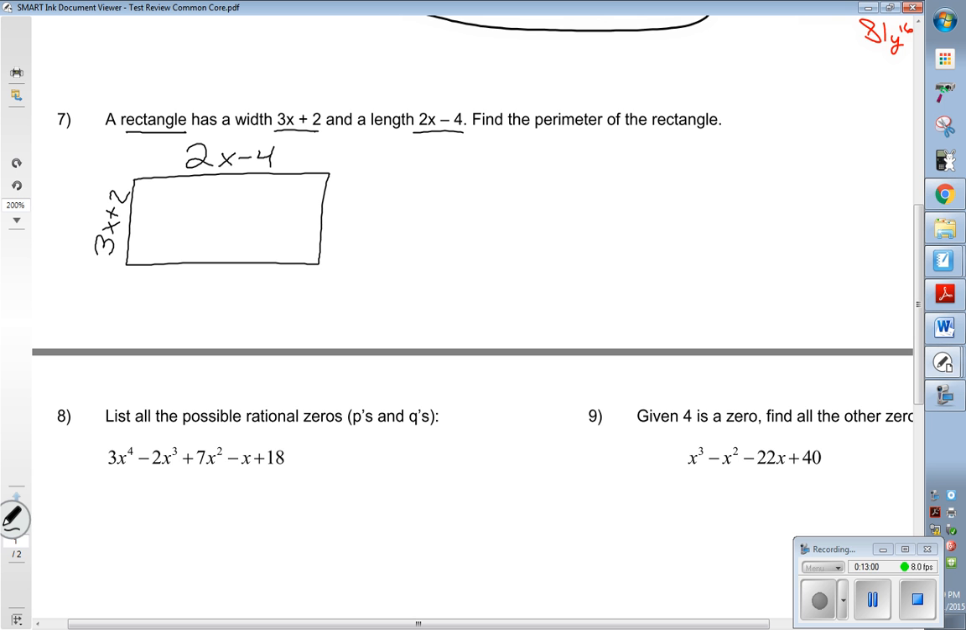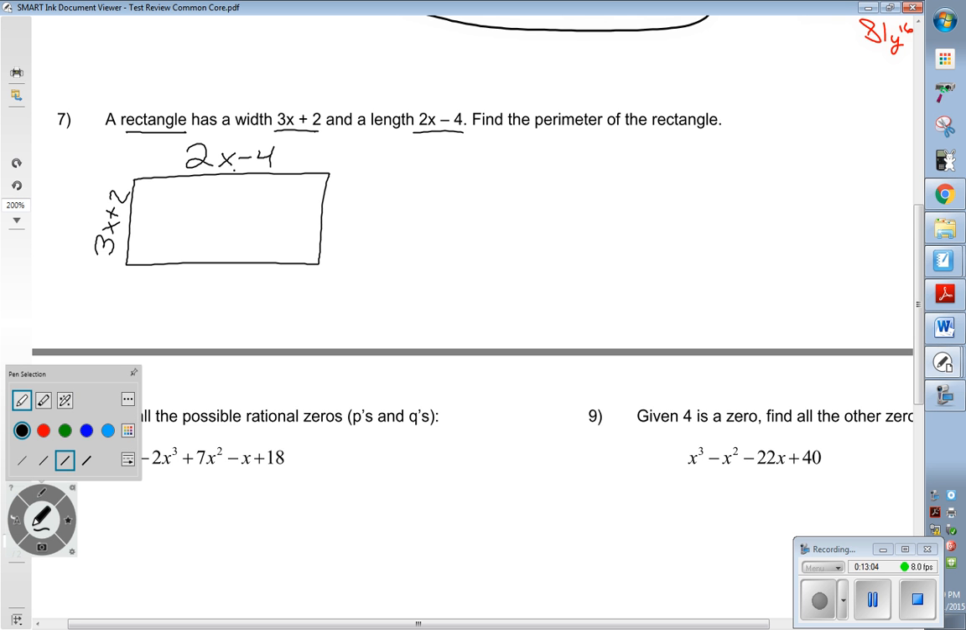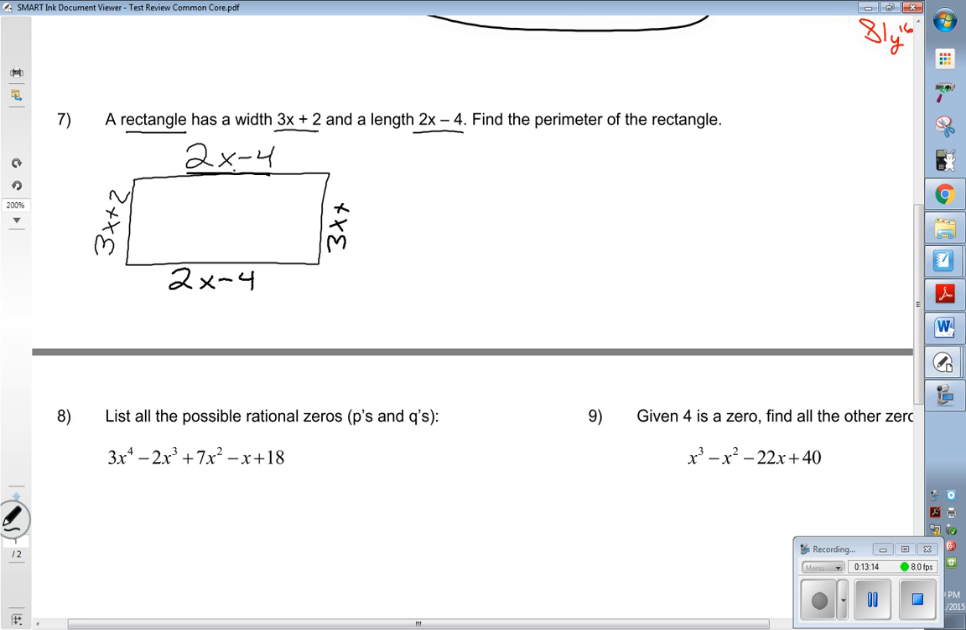All right, use what you know about rectangles. The opposite side is going to be the same. So if this side is 2x minus 4, so is this side. All right, and if this side is 3x plus 2, so is this side.